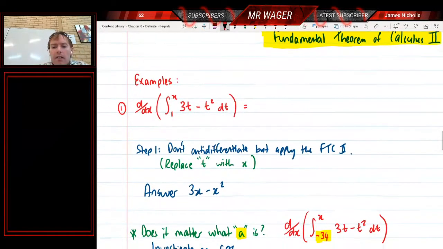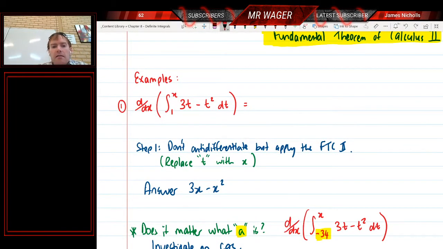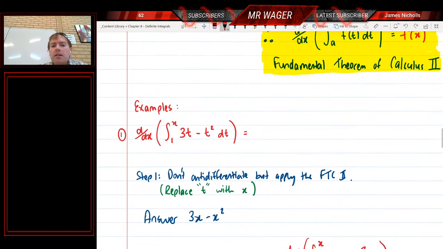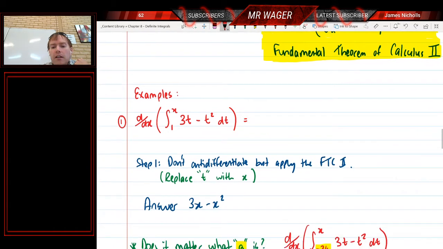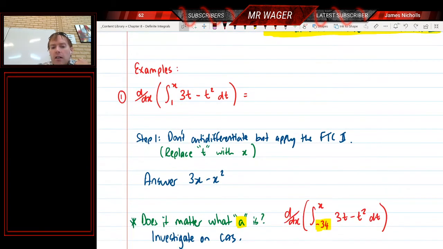Okay. The question is, does it matter what a is? Does a have to be a particular number for this to work? Like, does a have to be 0 or does a have to be 1, this lower limit value? So let's test it out. So let's try on our calculators. So we've got to get our CAS calculators out, or Casio calculators if you've got Casio. And we're going to type this in.